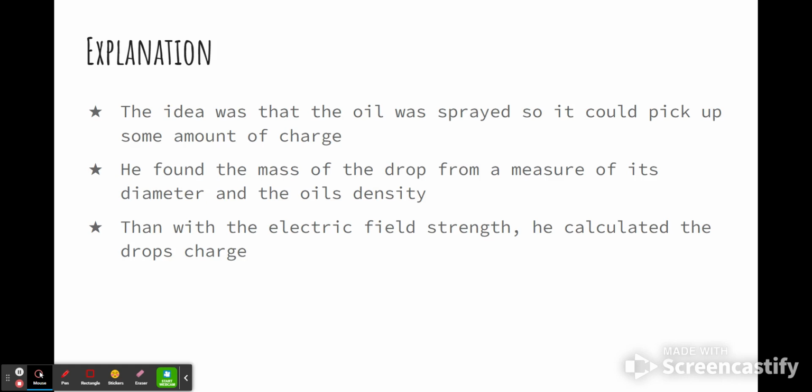So for the explanation of this experiment, the idea was that the oil was sprayed so it could pick up some amount of charge. He found the mass of the drop from a measure of its diameter and the oil's density. Then, with the electric field's strength, he calculated the drop charges.